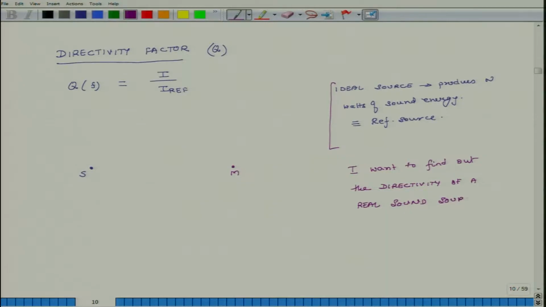So, let us call that S2, and let us designate it something like this, some complicated shape S2. So, this reference source is S1. So, what do we do?